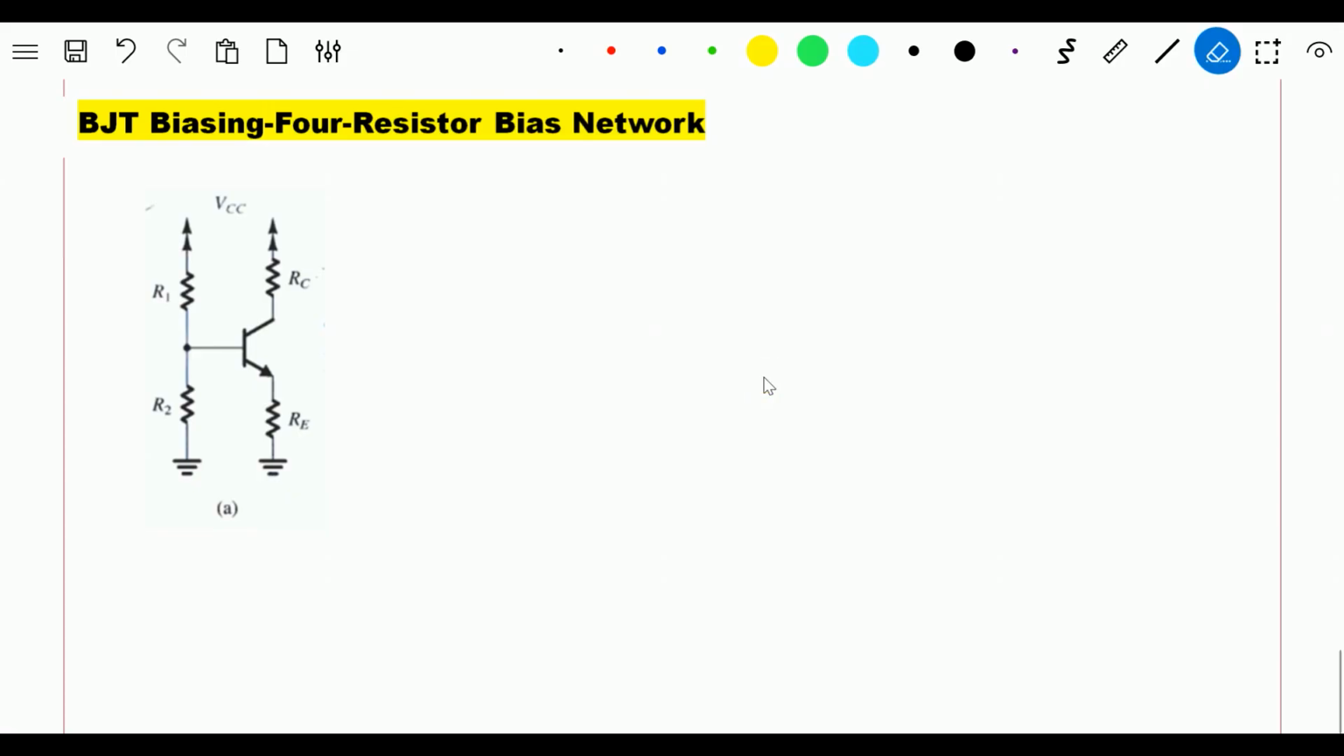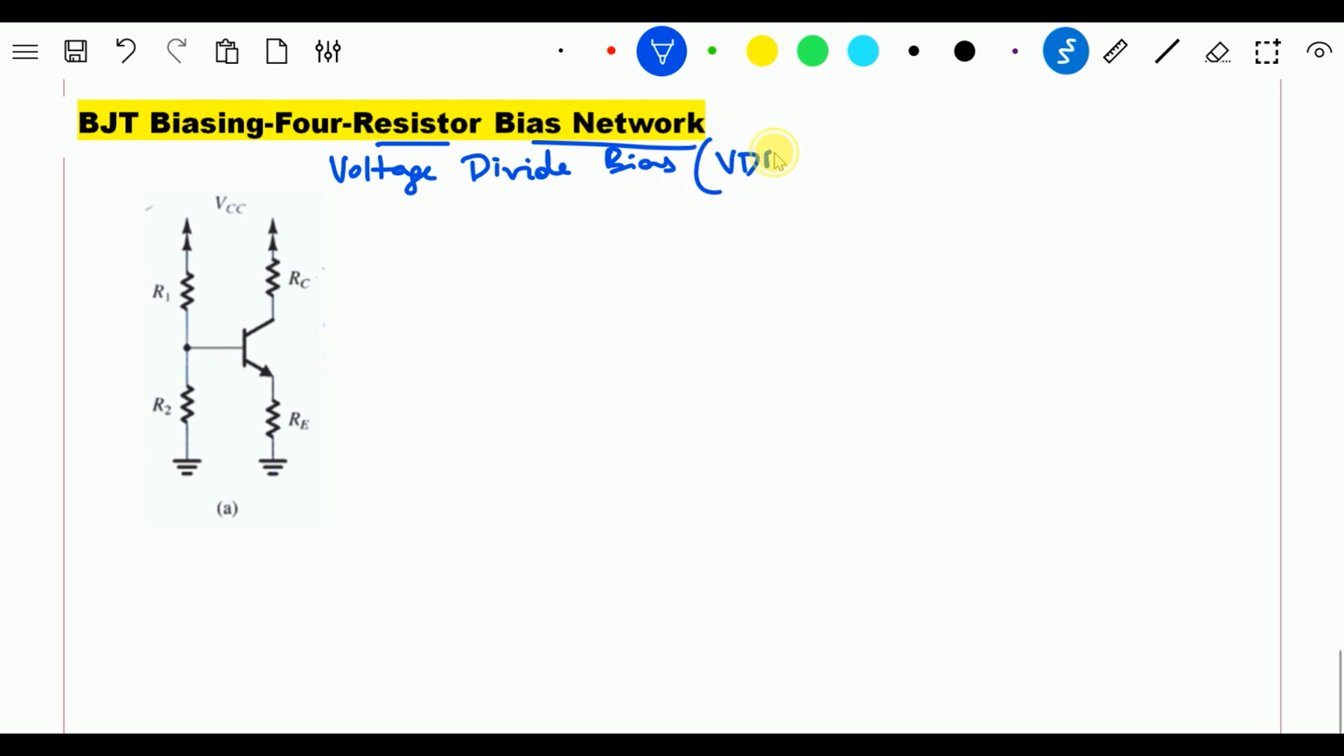Hello students, let us now look into another biasing circuit, which is called the 4 resistor bias network. This 4 resistor bias network is also considered to be a voltage divider bias circuit, which is called VDB. We call it the voltage divider bias circuit.